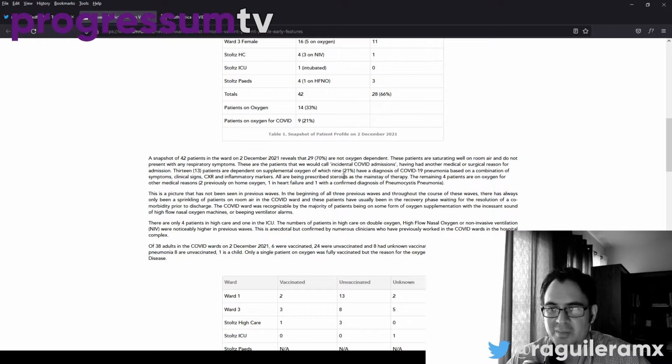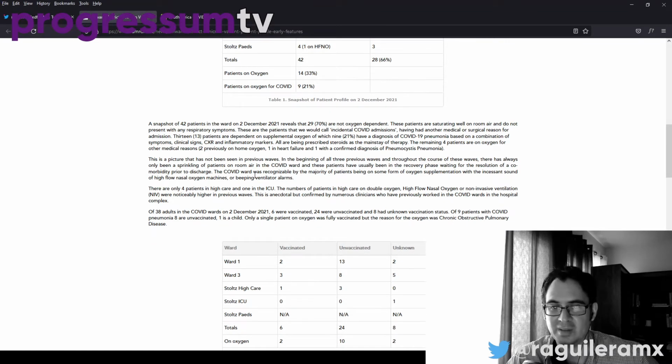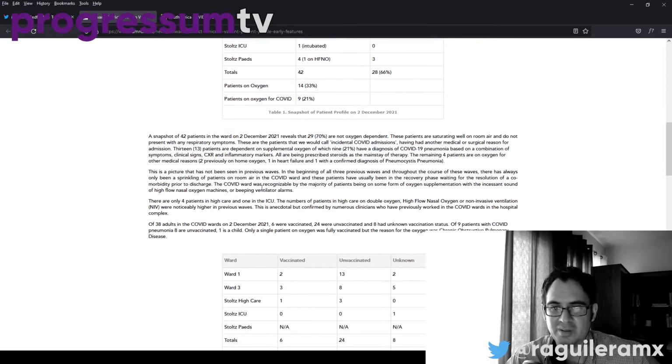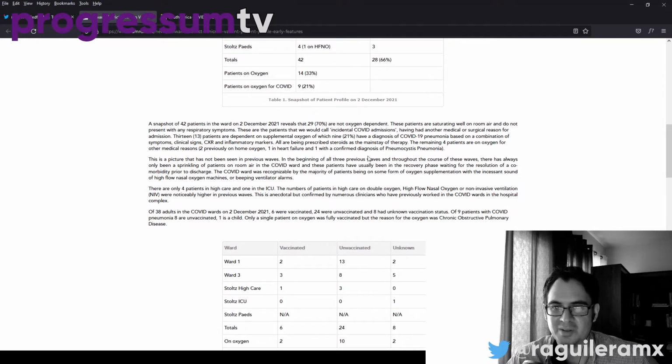13 patients are dependent on supplemental oxygen, of which 9 have a diagnosis of COVID-19 pneumonia based on a combination of symptoms, clinical signs, CXR, and inflammatory markers. All are being prescribed steroids as the mainstay of therapy. Not horse dewormers, as certain pundits claim. The remaining 4 patients are on oxygen for other medical reasons: two previously on home oxygen, 1 heart failure, 1 pneumocystis pneumonia.